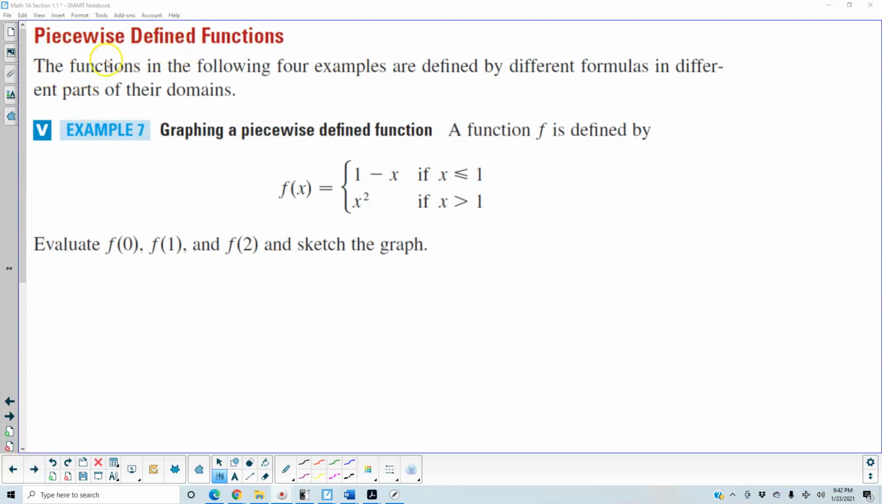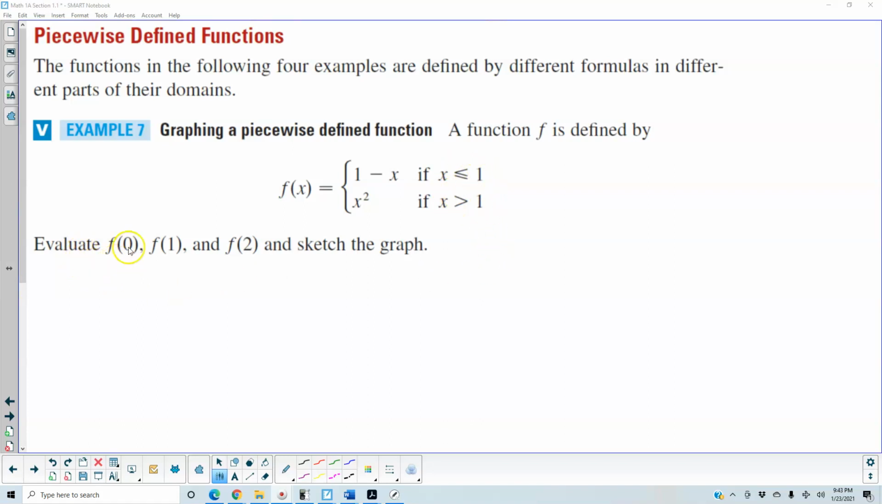Piecewise defined functions. The functions in the following four examples are defined by different formulas in different parts of their domains. For example 7, we're graphing a piecewise defined function. A function f is defined by the following. We're going to say that f of x is equal to 1 minus x if x is less than or equal to 1. And then f of x is equal to x squared if x is greater than 1. So here are the restrictions.